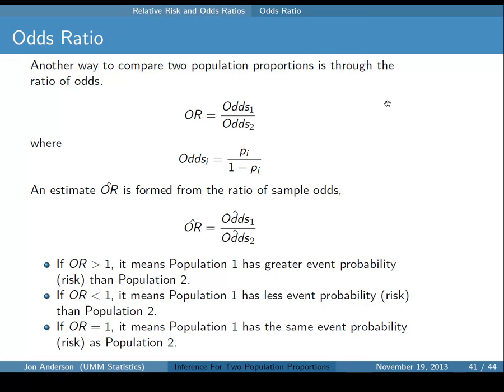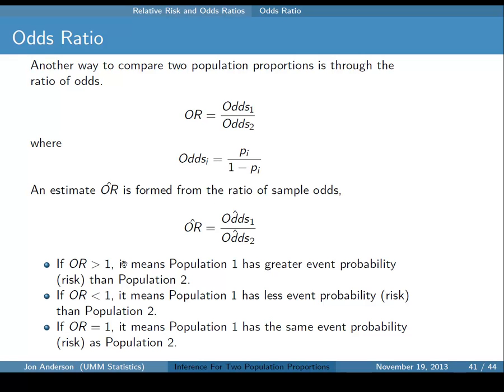And you can compare two populations through a ratio of odds called an odds ratio, OR. The way it works is a little bit like relative risk. If you have an odds ratio equal to 1, it means the risk of the event happening in the first population is equal to whatever it is in the second, so there's no evidence of a difference. There's no difference between the risk in one population and another if the odds ratio is 1.